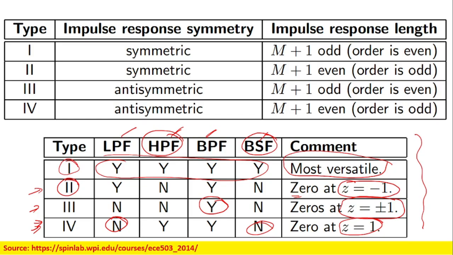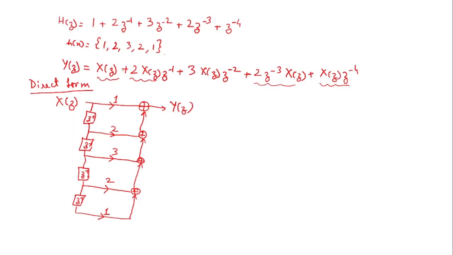So in this short class, it is not possible to discuss all the things. So what we will be doing basically, we will only be discussing the type 1 filter. Okay, designing of the type 1 filters. So H(z) equals this equation. So please design this filter, or implement or realize this filter in this way. Okay.